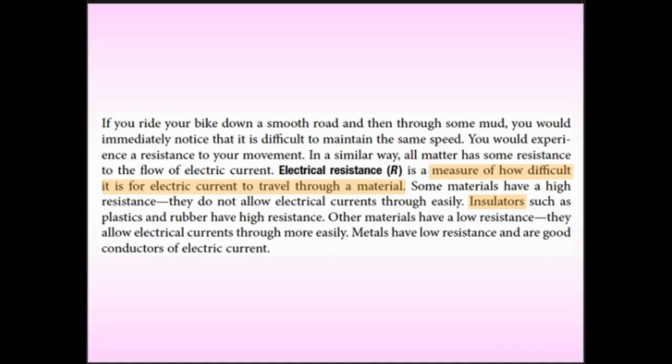Some materials have a high resistance. High resistance means they are insulators. You're not letting current go through, or you're letting it, but very, very minimally. Insulators such as plastics or polymers, and rubber, have high resistances. Other materials have low resistance, or highly conductive. They allow electrical current through them more easily. What usually has high conductivity? Metals, okay? Iron, copper, all of that.